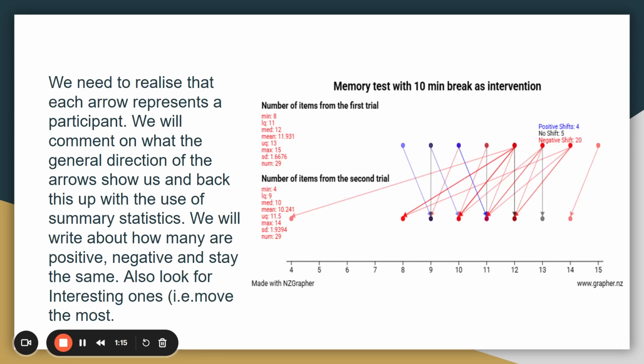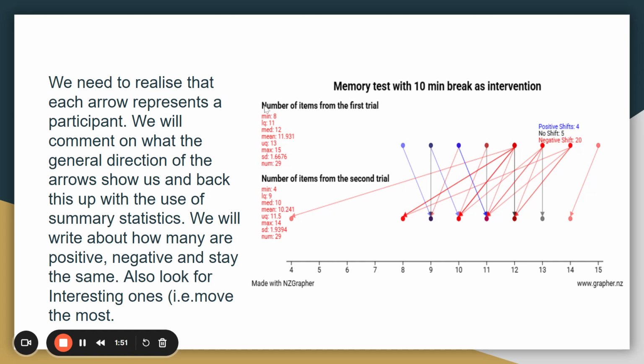The second graph we looked at was this one, which is an arrow graph or a bootlace graph. In this one, we need to realise that each arrow represents a participant. So we want to talk about the direction of the arrows and what that's telling us. We've also got this part up here, which tells us how many of each move upwards. So that's the blue ones going upwards. No shift is our black ones. And we've got a lot of shift downwards. You can see that some are darker red. That means that more than one participant went from 12 to 8.